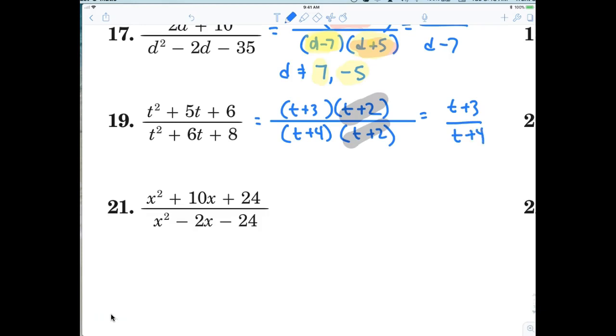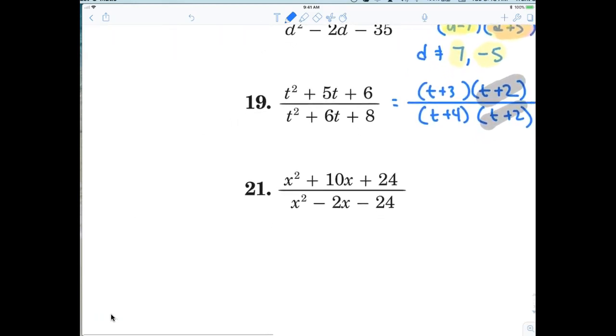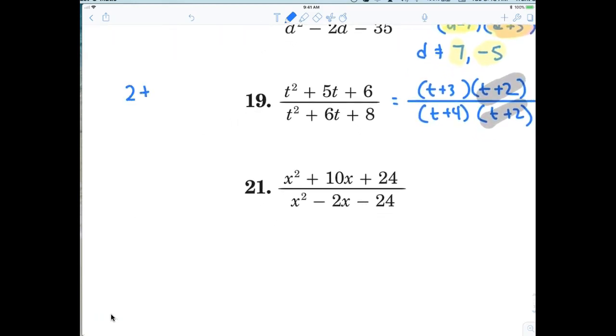Now remember, you cannot cross out the t's there, because things bounded by addition and subtraction, you can't cancel. Let me just make a quick review of that. Look up please. If I say 2 plus 4 over 4 plus 7, is that the same as 2 over 7? No, it's 6 over 11. That's why you can't reduce. You cannot cancel through addition and subtraction. You can cancel through multiplication and division. If it's not connected with multiplication and division, you cannot cancel.